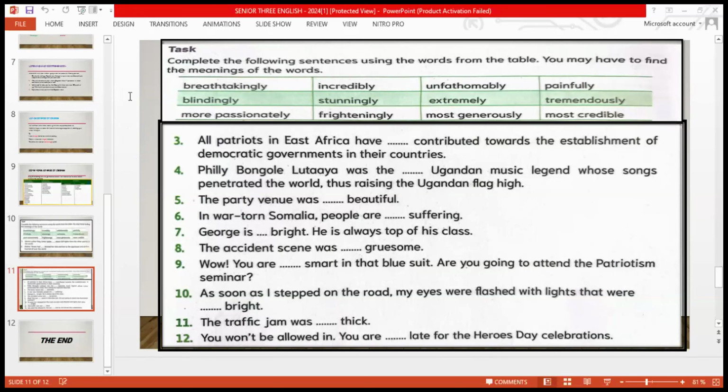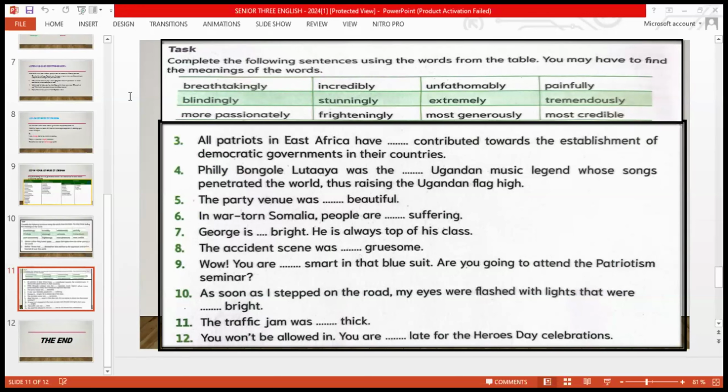Okay, the traffic jam was unfathomably. There is this word I have failed to read. Yes, unfathomably. Like you can't imagine it. You cannot even count these cars and finish them. That is what it means, and I think it is the right response. It was unfathomably big, something that beats your understanding, like you can't quantify it.